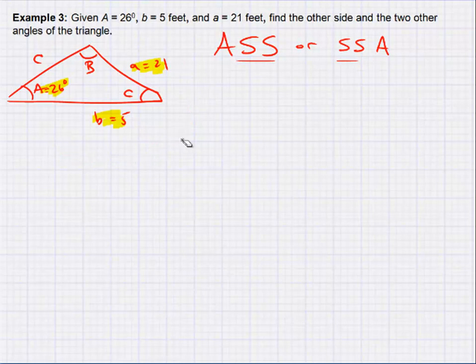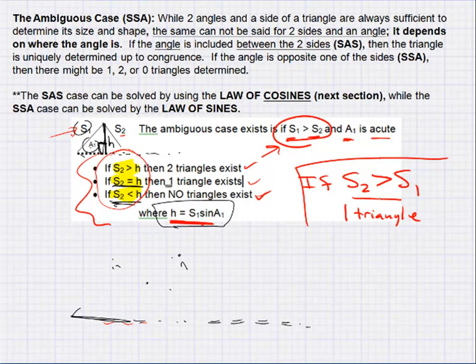So what I need to do is label my sides and my angles. This is angle 1. The side that touches that angle, which is this one, is side 1. The side opposite that angle is side 2. So the first thing I do is compare side 1 and side 2. In this case, side 2 is bigger. If side 2 is bigger, go back to my last slide so you see it. If side 2 is bigger, you've got one triangle, you skip the ambiguous case, and you go and do law of sines. So that's what we're going to do in this problem.